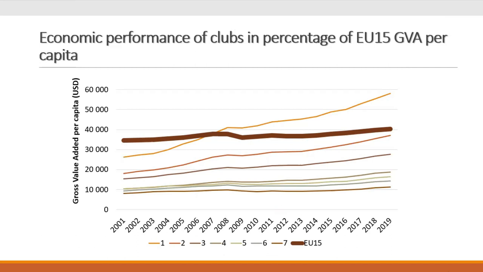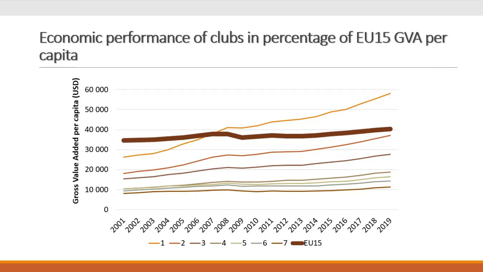My next figure is about another catching up performance in the region. It's an interesting question whether the clubs have already reached the economic performance of the EU15. So we have compared the different averages with the average EU15 economic performance. It can be concluded that Club One reached it in 2007, in terms of GVA per capita, while Club Two shows very strong, and Club Three shows a weak convergence to the reference value in the examined period.